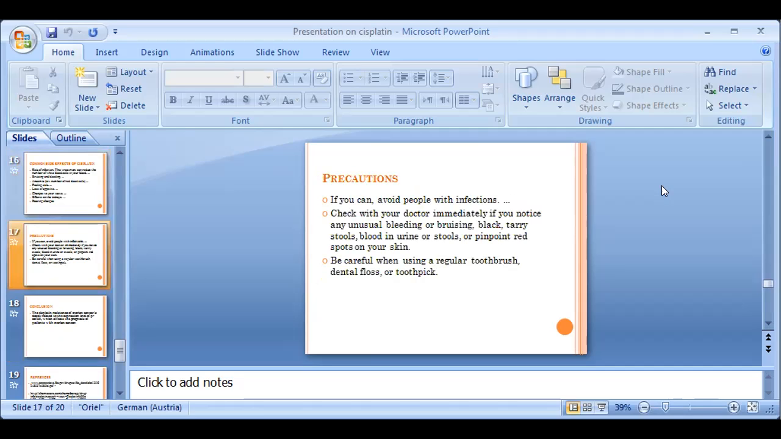Precautions. Try to avoid people with infection. Check with your doctor immediately if you notice any unusual bleeding or bruising, black or painful stools, blood in urine or stools, or pinpoint red spots on your skin. Be careful when using a regular toothbrush, dental floss, or toothpick.